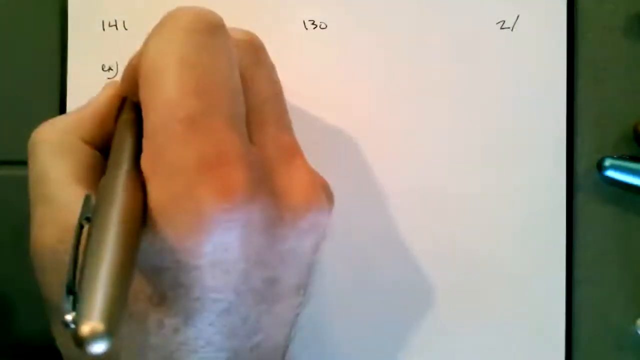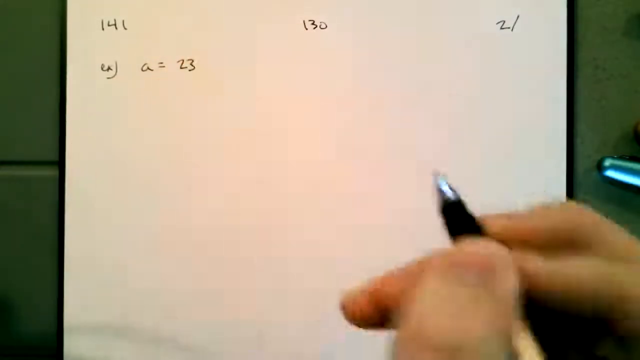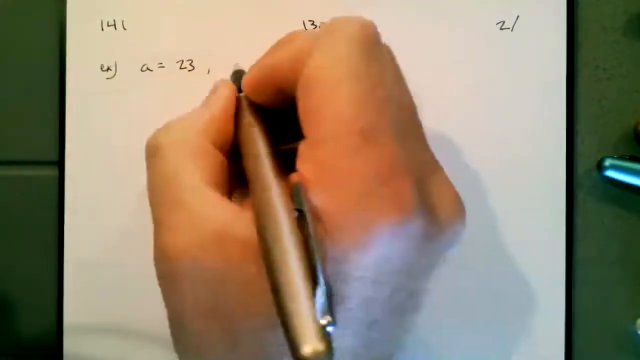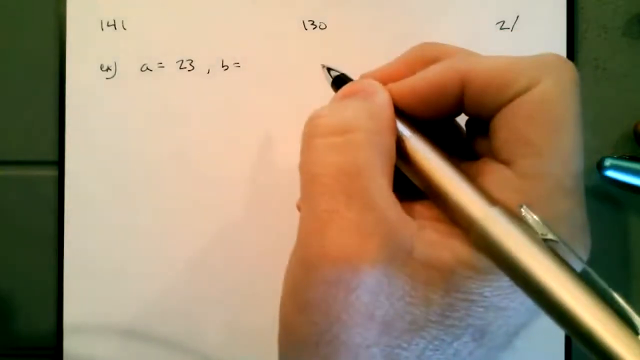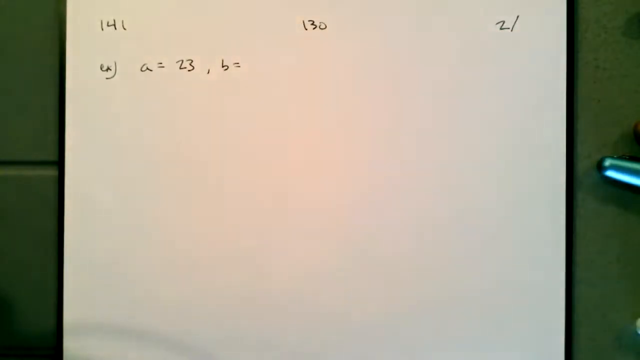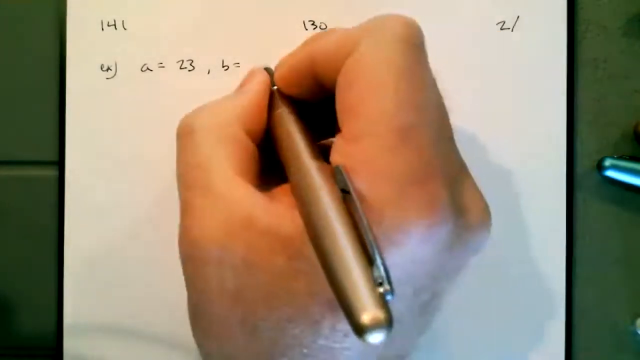Let's suppose that A is going to be 23. Side B, I always make B the middle child, so let's make B the youngest again. B is going to be 17.